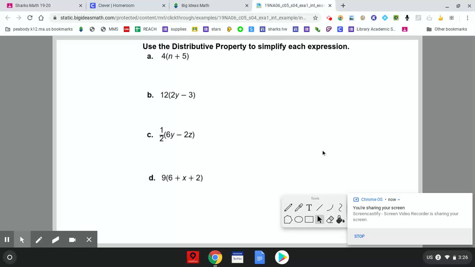Hi guys, I'm going to do a quick review on how to use the distributive property for algebraic expressions. We did this a while ago, but I'm just going to do a quick recap. You can just watch these and then I'll just do a couple for you to try as well.